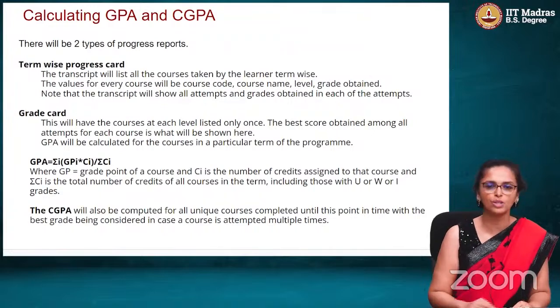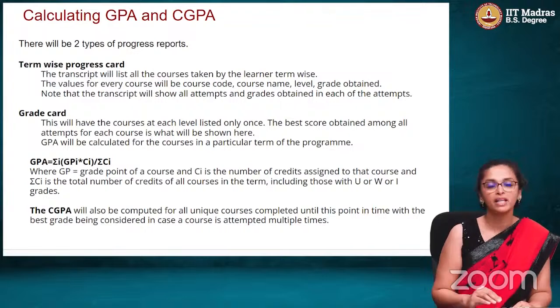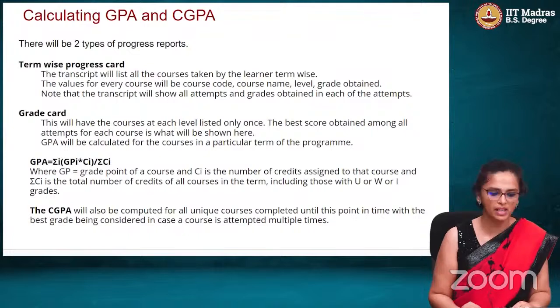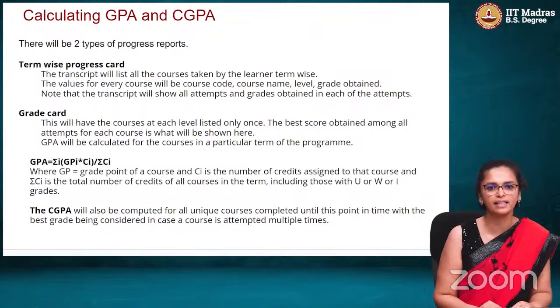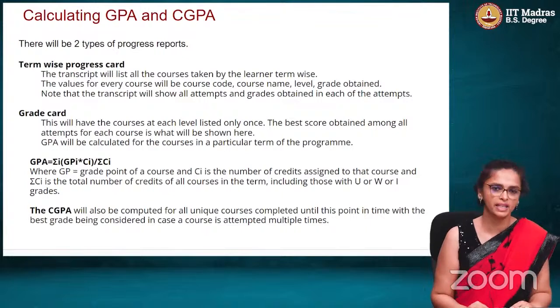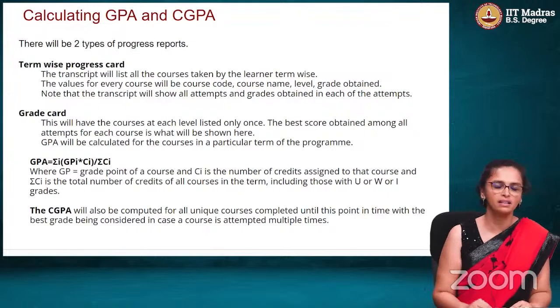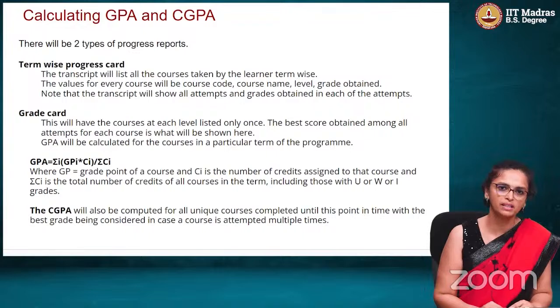The next one is called a grade card. The grade card is issued only when you complete a particular level. Okay, it is not generated at the end of every single term. It is generated only when you complete a particular level. When you complete the foundation level, a grade card is generated. When you complete the diploma level, a grade card is generated. When you complete the BSc level, a grade card is generated. And when you complete the BS level, the grade card or the transcript is generated.